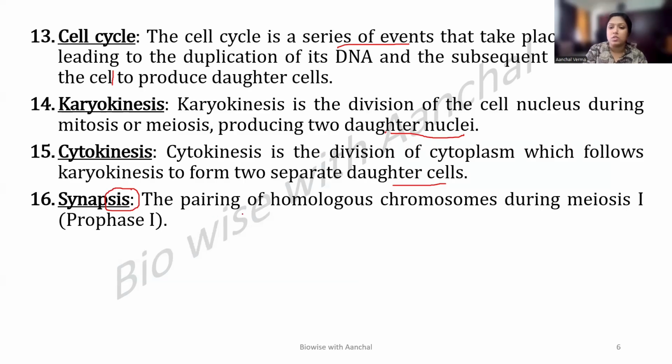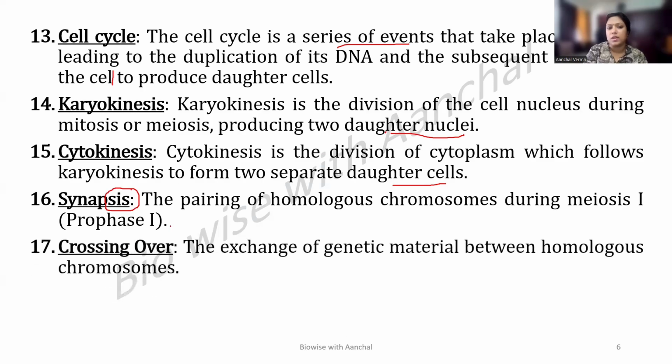The pairing of homologous chromosomes during meiosis 1 is called prophase 1. That is in the prophase 1, it is called synapsis. This is the pairing of homologous chromosome. Crossing over means exchange of genetic material between the homologous chromosomes during synapsis. Okay, exchange of genetic material between the homologous chromosomes during synapsis. Please add this, during synapsis. Okay, that is during synapsis. Don't mind my spelling, please. Write the correct spelling, during synapsis.